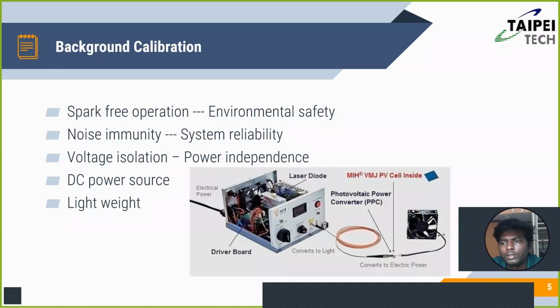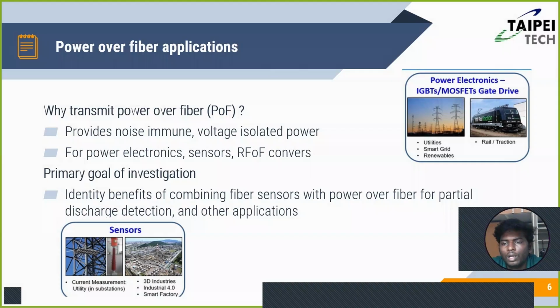Background calibration. The VMJ system offers several advantages. Spark-free operation for battery safety, strong noise immunity for signal integrity, voltage isolation for power independence, and it's lightweight, perfect for compact sensor modules in remote or sensitive environments.